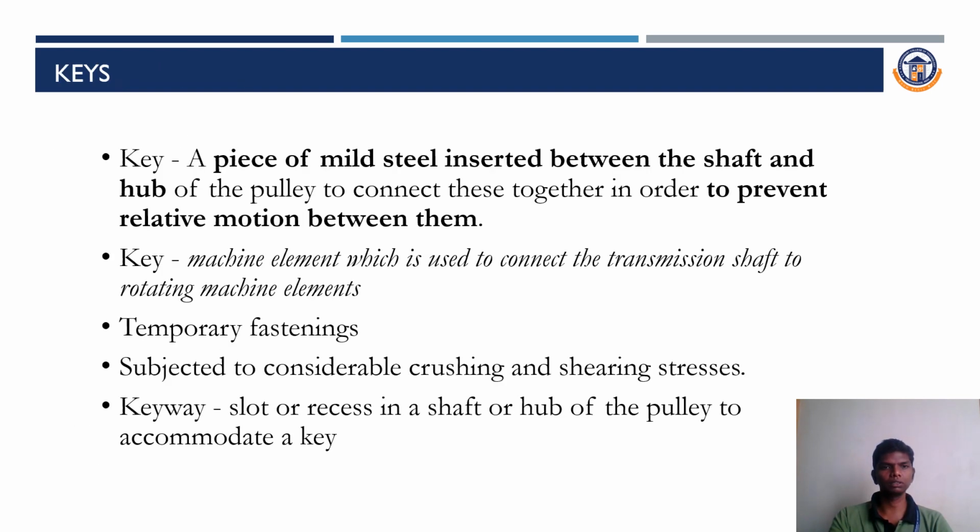So the next topic is keys. We all know a key is a piece of mild steel inserted between the shaft and the hub of the pulley to connect them together in order to prevent relative motion between them. A key is a machine element used to connect the transmission shaft to a rotating machine element, a temporary fastening subject to considerable crushing and shearing stresses. A keyway is a slot in the shaft or hub of the pulley to accommodate the key.